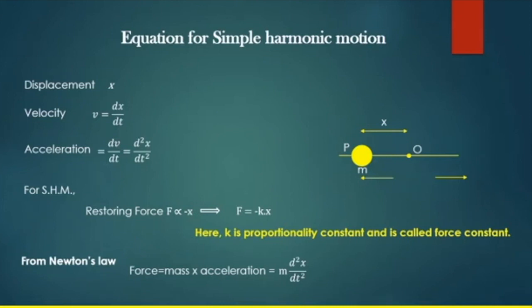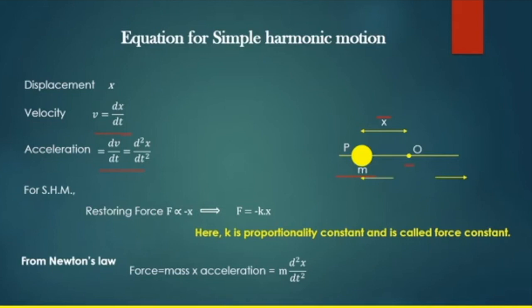Now coming to the equation for simple harmonic motion. Let there be a particle of mass m, moving around a point O within a fixed interval, and it has a displacement x. Then the velocity of this particle can be written as v = dx/dt, and acceleration will be dv/dt, so it will be d²x/dt².